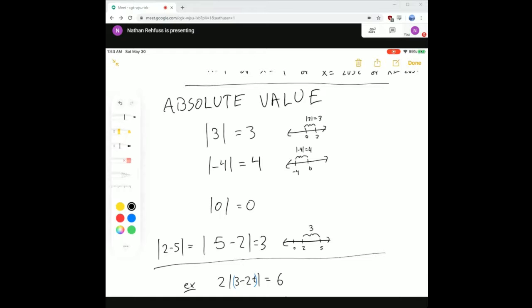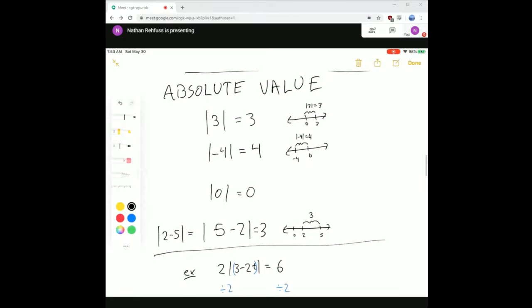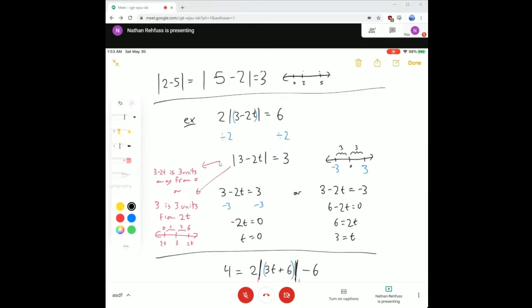Now I want to try solving some equations with absolute value in them. Okay, so wall of text incoming, but don't worry, I'll explain it piece by piece. So I started with the equation 2 times the absolute value of 3 minus 2t equals 6. The reason I put in these parentheses here is to remind you absolute value is a grouping symbol. So it's saying the absolute value of this whole thing, well, it has a value of 3. I can divide both sides by 2 and say this whole thing has an absolute value of 3.